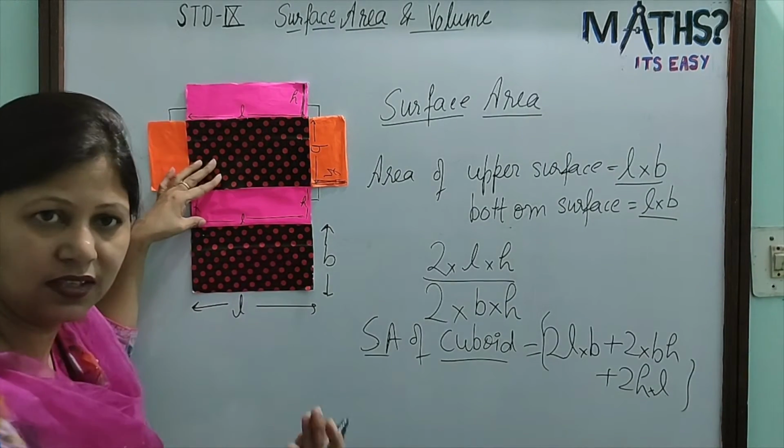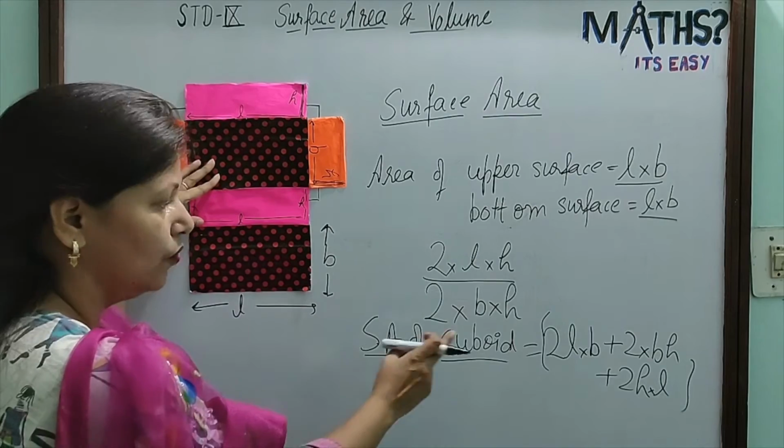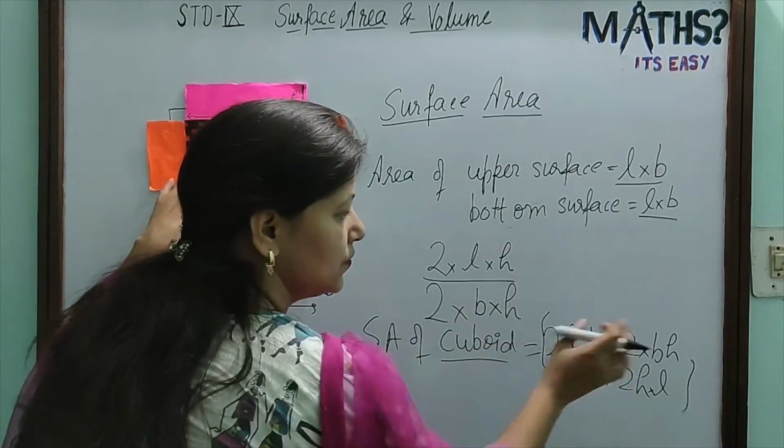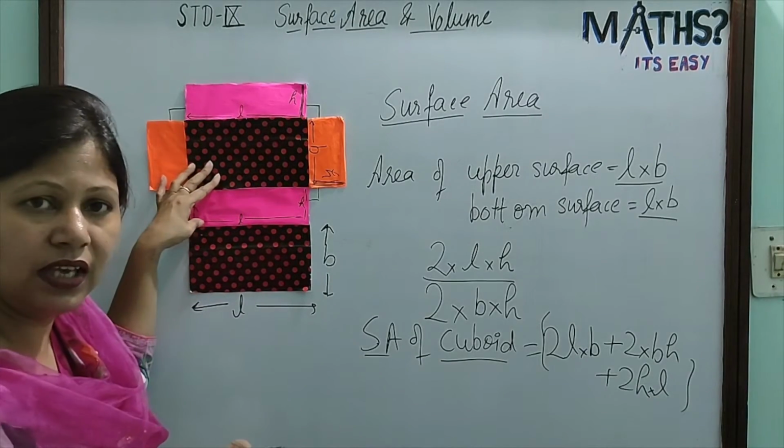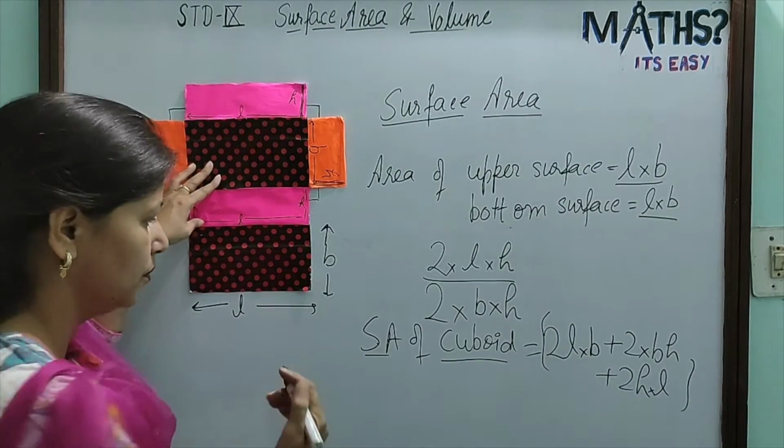So I hope it is clear now. Surface area of a cuboid. So this formula is used. Now come to the surface area of an open box.